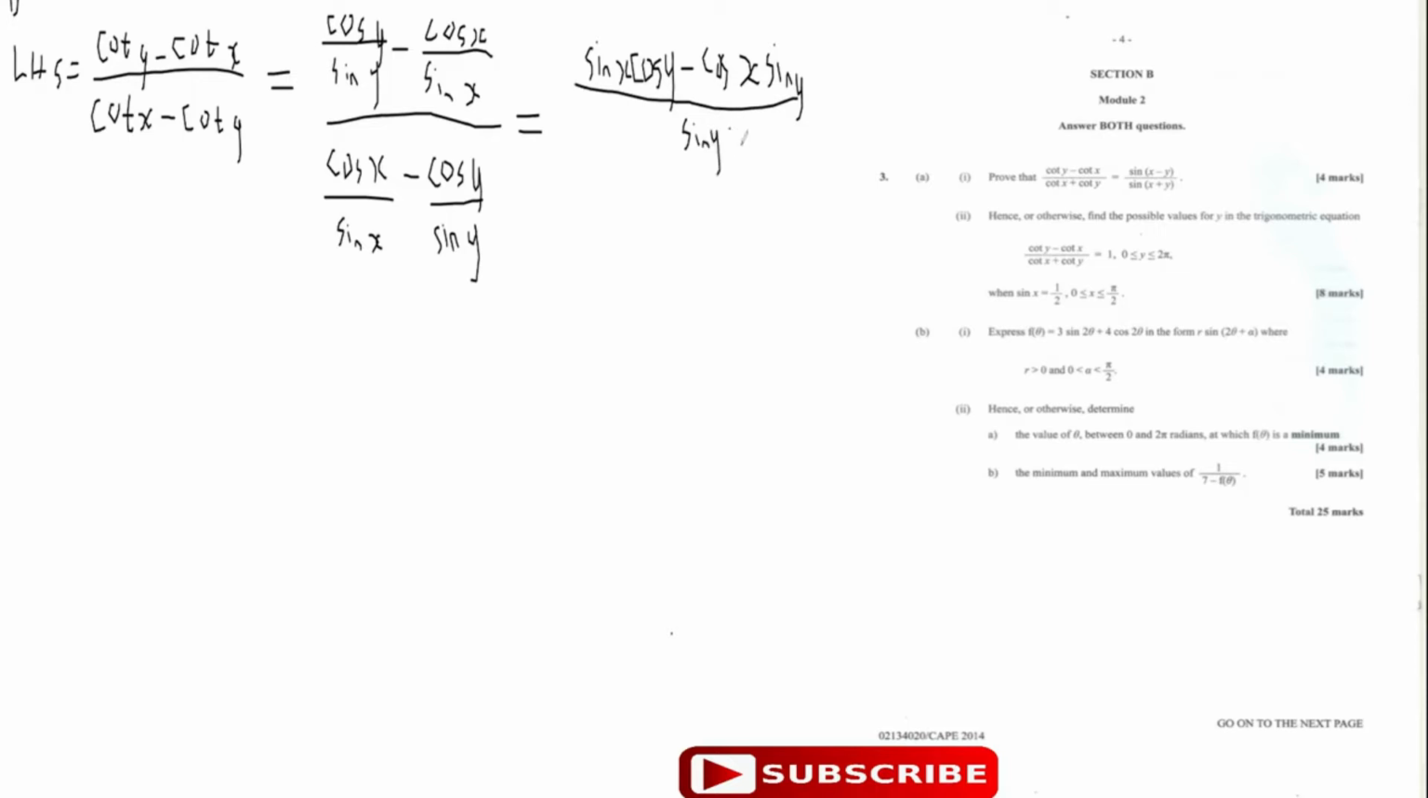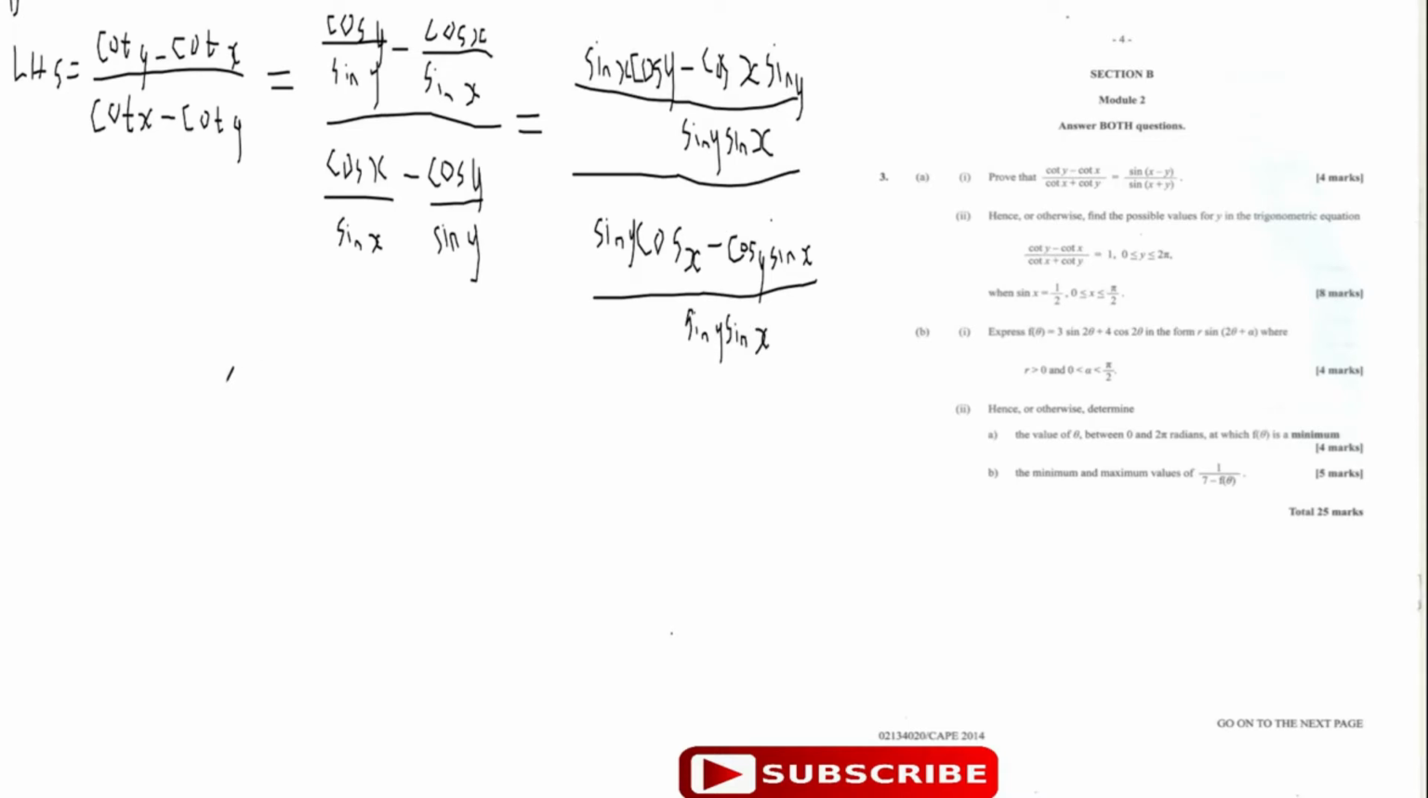Now since this is what we're dividing by, all of this again will be divided by, joining it as one fraction, sine y cos x minus cos y sine x, and this is being divided by sine y sine x. All right, nice and easy. So what do I do now?